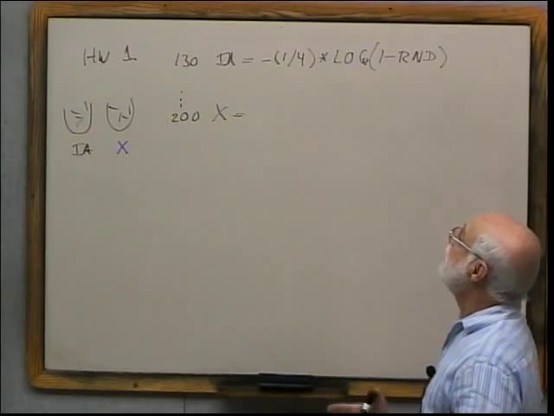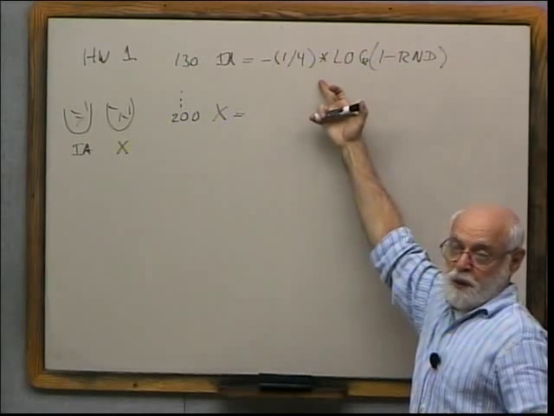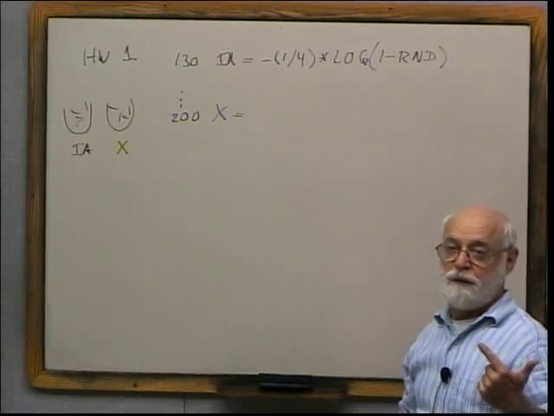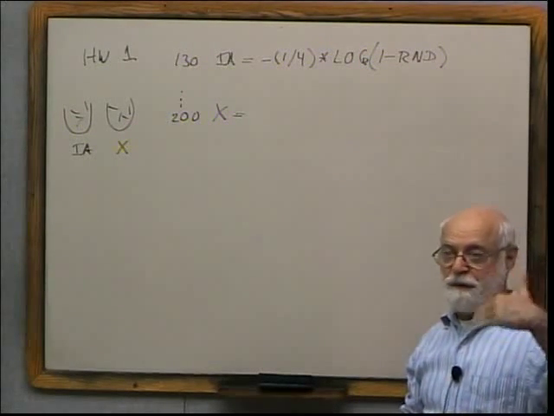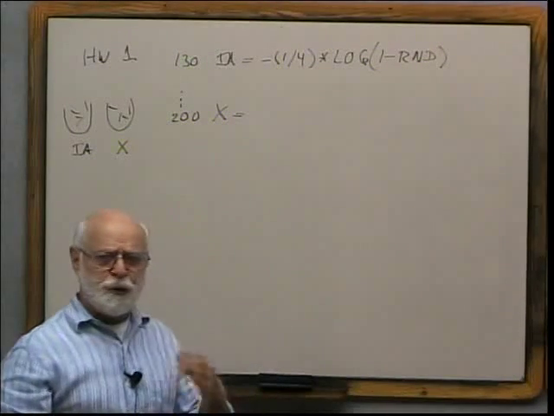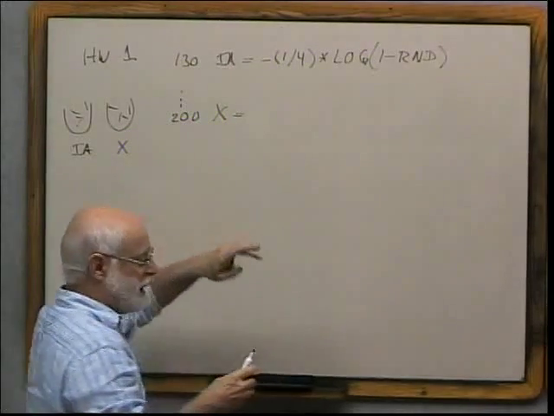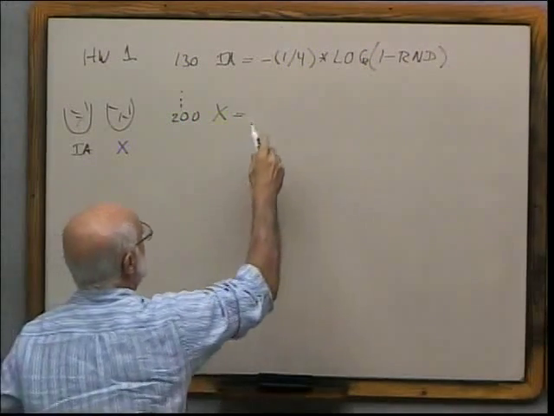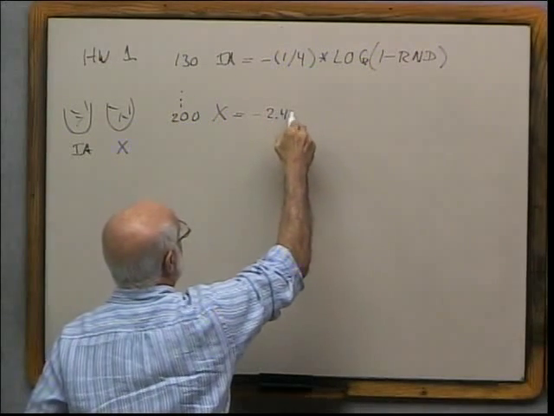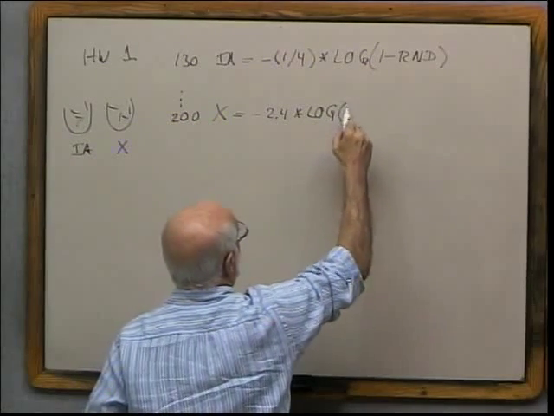So the question is, okay, why does that generate exponential inter-arrival times? Why does this generate a Poisson process? Similarly, if I had exponential service times, as in the first case of this homework problem, then the service times had an average of, what was it, 2.4? Okay, so then the instruction to generate exponentially distributed service times, whose average is 2.4, would be minus 2.4 times the log of 1 minus a random number.